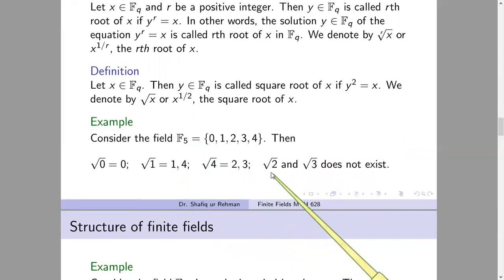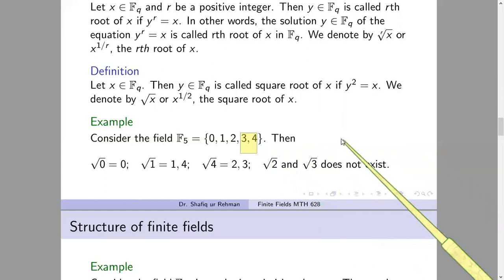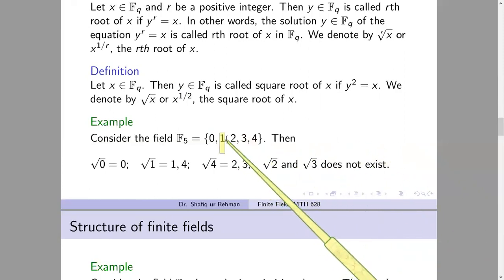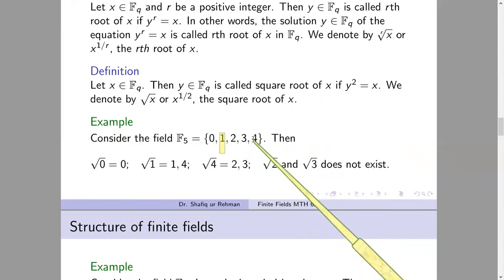But if we want to find the square root of 2, no element has square equal to 2. So the square root of 2 and 3 does not exist. You see these two elements have square roots and these two elements have no square root, because no element has square equal to them. 1 and 4 are squared elements, 1 and -1 are squared elements, and 2 and 3 have no square root in the field F5.